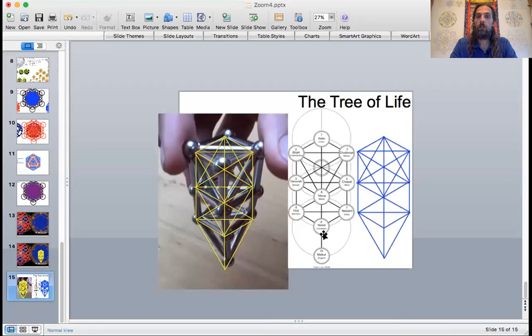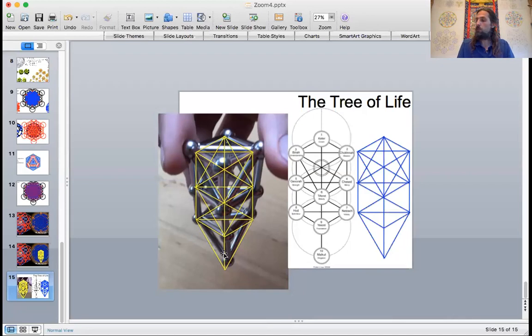So just to show you one more time on this, and that's the tree of life as represented in the Kabbalah mysticism tradition. 1, 2, 3, 4, 5, 6, 7, 8, 9, 10, 11. 11 spheres, and here it is again.